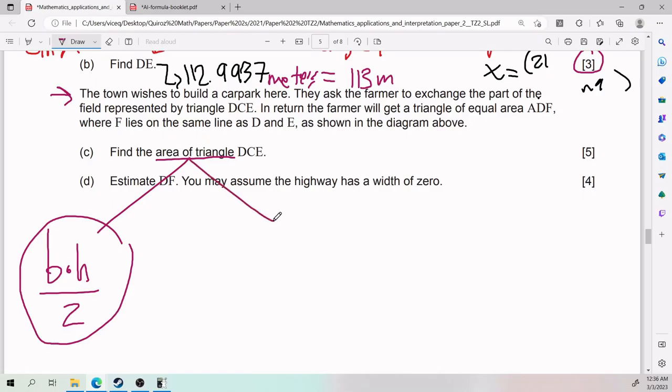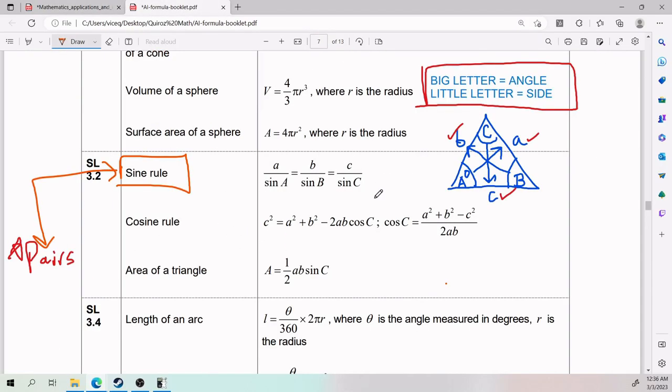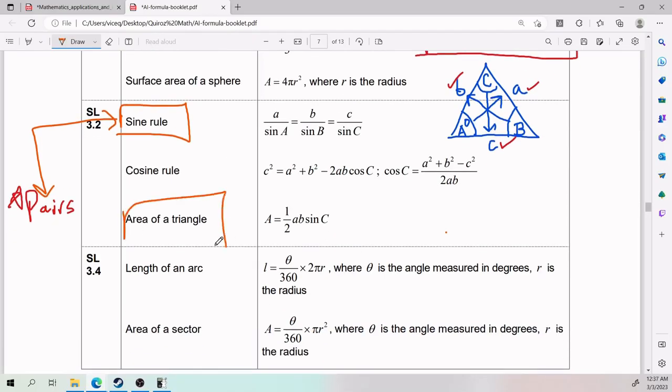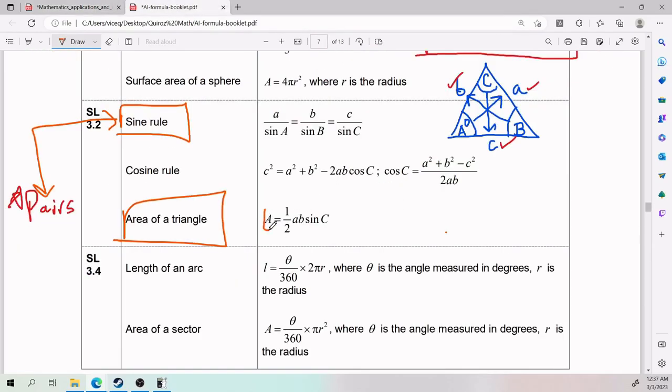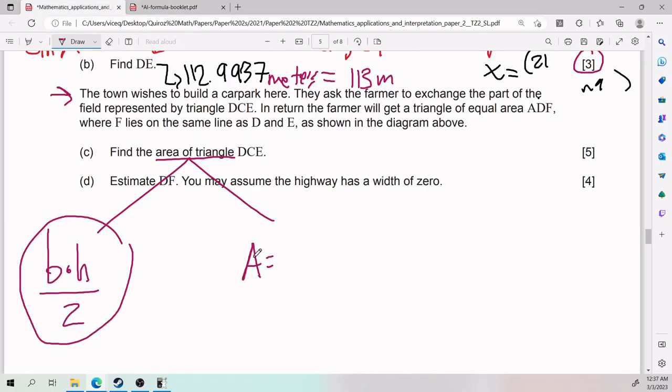But there is another one, which is like the trig version. All right. So as we said earlier, we have area of triangle. It's right there. Your area equals, right? Big A in this case is for area. All right. So that's a little bit confusing. Big A here in this case is for area. Your area is going to be 1/2 AB sine C.